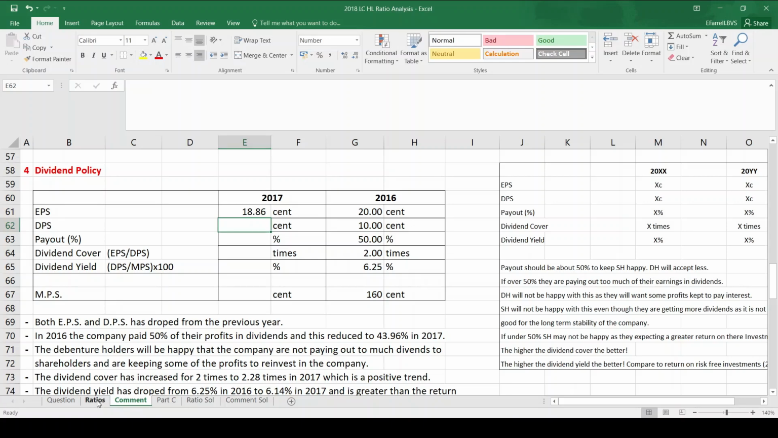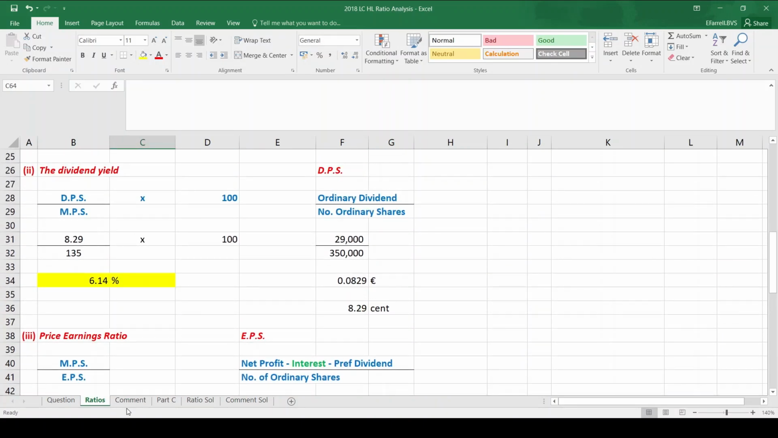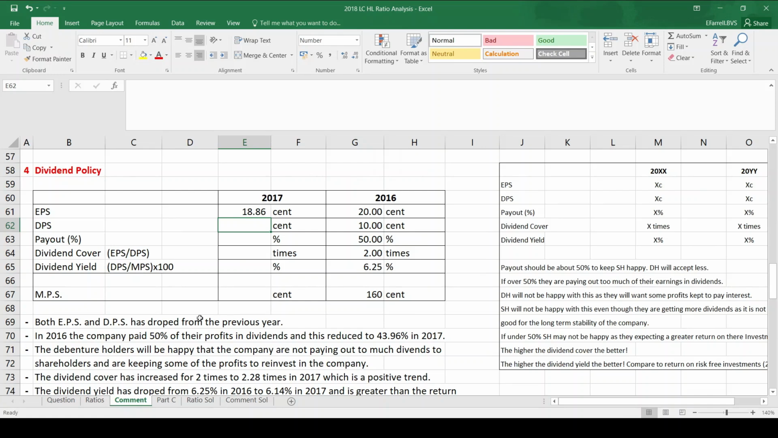My dividend per share, if I go back here, is 8.29. So you can see that this table isn't as hard to do out as you would think. My payout is dividend per share divided by earnings per share, and I'm going to multiply it by 100. So they're paying out nearly 44% this year.